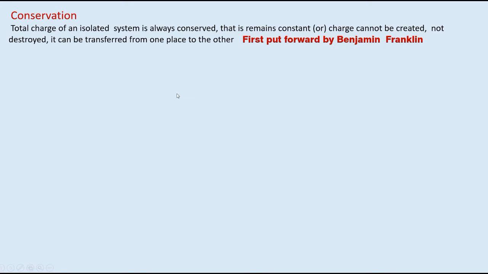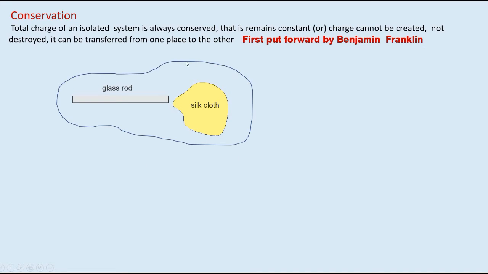Okay. Now you take this example. Say you have a glass rod and a silk cloth. Initially we assume them to be neutral. This has not been electrified. This has not also been electrified. This carries no net charge. This carries no net charge. Now this is an isolated system. Okay, glass rod and silk cloth.